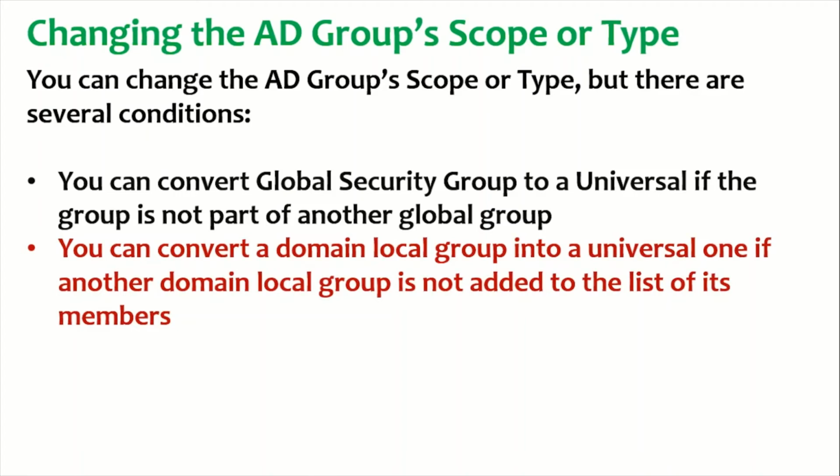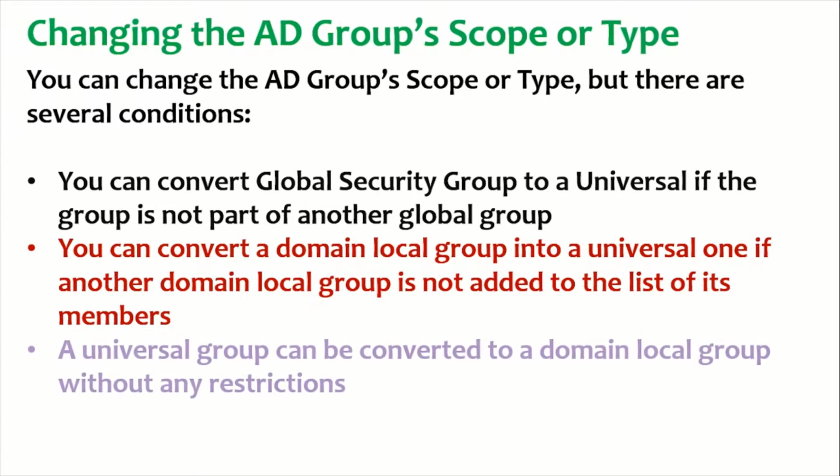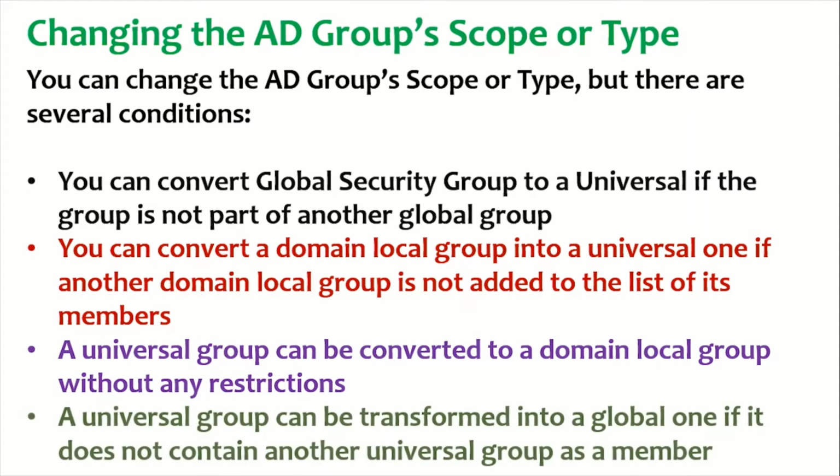You can convert a domain local group into a universal group if another domain local group is not a part of that particular group. A universal group can be converted to a domain local group without any restrictions. And a universal group can be transformed into a global one if it does not contain any other universal group. So these are the four conditions to convert or change group type and group scope.